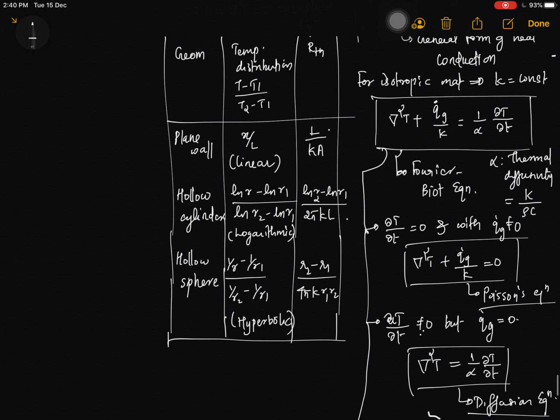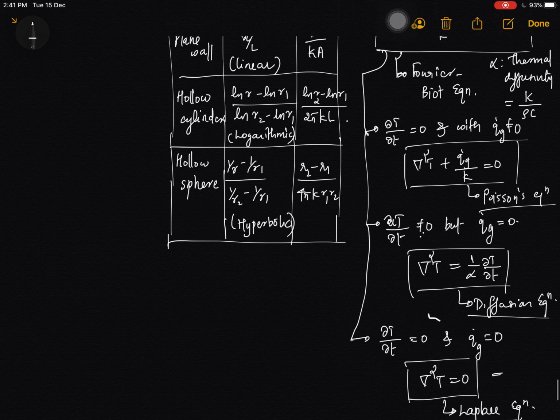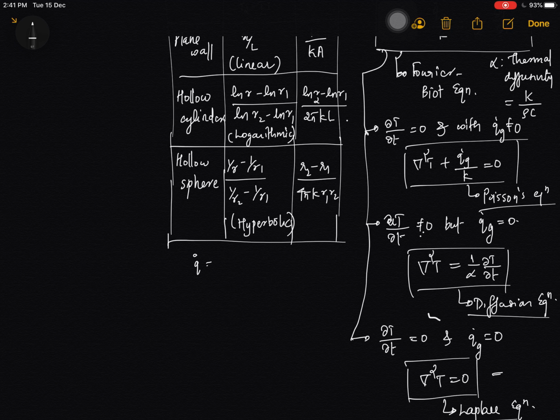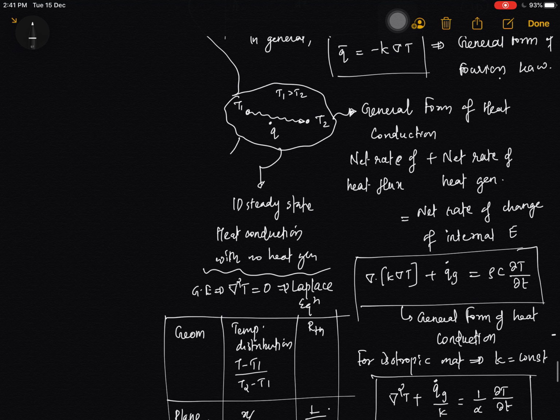Okay, so these are the geometries that we dealt with in steady state one-dimensional heat conduction. Just go through this table and memorize it. From this table we can find Q dot, the heat transfer rate, for a plane wall, hollow cylinder or hollow sphere as delta T by R_th, where R_th is the thermal resistance. From this we can find the heat flux, Q dot by A, by direct substitution. So that's it for one-dimensional heat conduction.